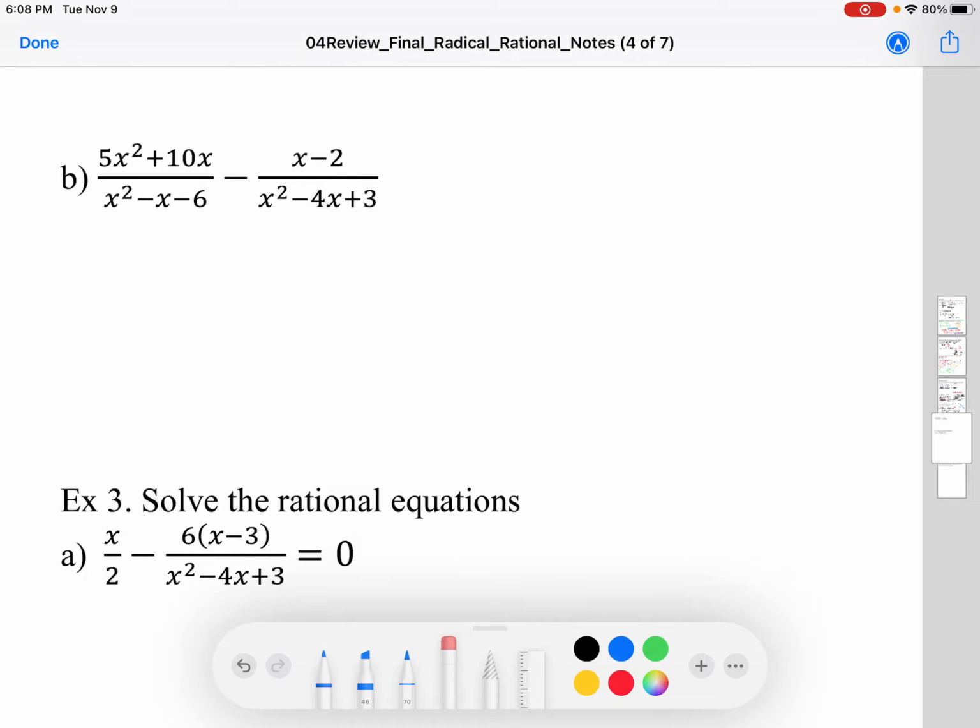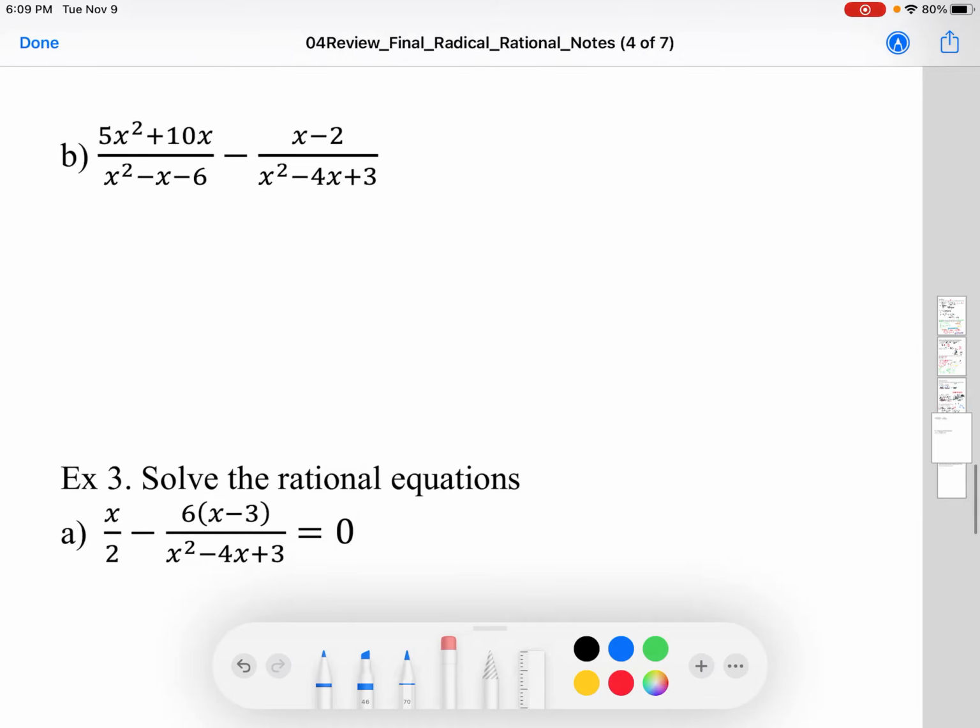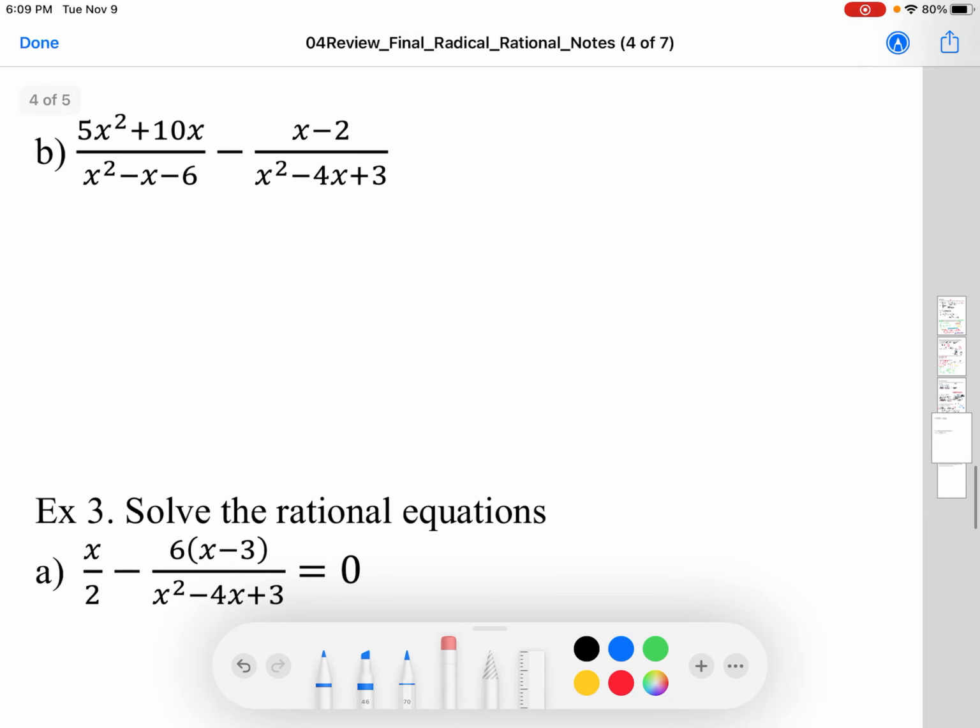In B, we again want to factor first. We want to be able to look at the factors for restrictions and to get common denominators. So factoring the numerator here, I'm going to factor the common factor of 5x. So this is not a quadratic with two brackets. It's just going to be a greatest common factor of 5x. And then left behind is going to be an x plus 2. Again, we can always check that by expanding that out.